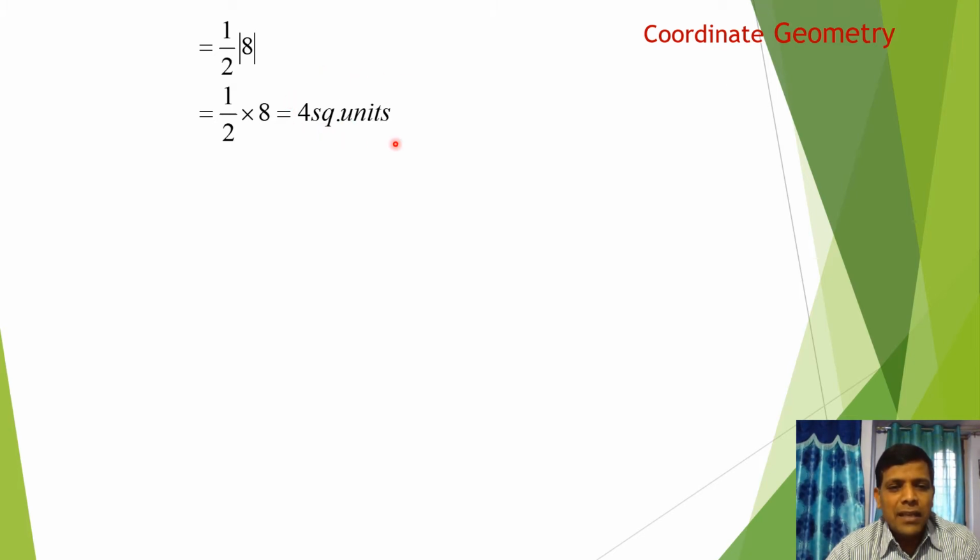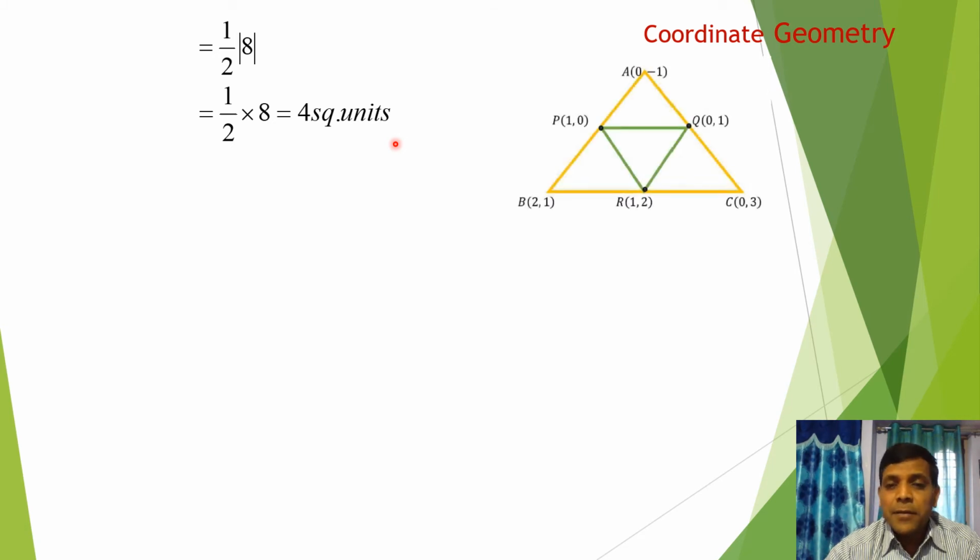Now coming to the area of the triangle formed by the midpoints. What are the midpoints of triangle ABC? P is the midpoint of AB, R is the midpoint of BC, and Q is the midpoint of AC. Now we have to find the area of triangle PQR, based on the question.